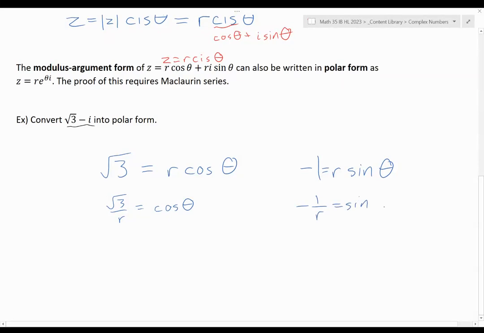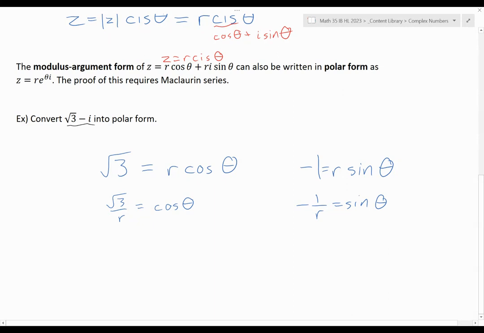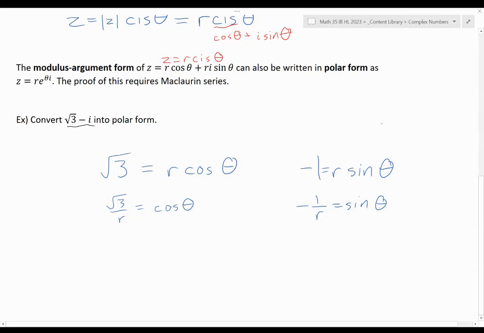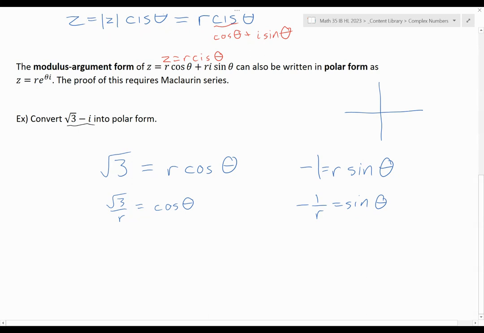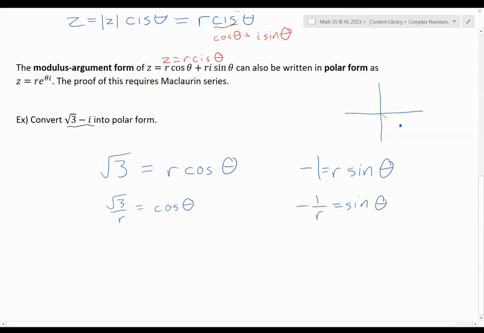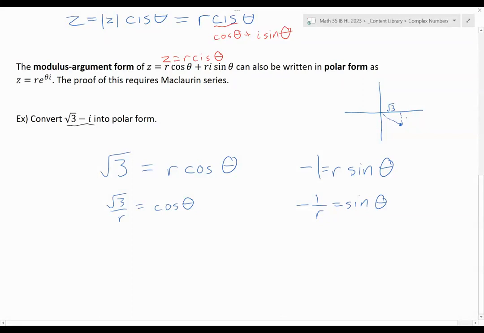Now, there might be some familiarity to these. For example, if you happen to notice root 3 over 2 and -1 over 2, those are very common sine and cosine values that we see. It's not always as immediately obvious as that, so we'll go through a process. If I think about what that would be in Cartesian form, root 3 minus i, that's going to be down here in the fourth quadrant, where the horizontal distance is root 3, the vertical value is -1, the vertical distance is 1.